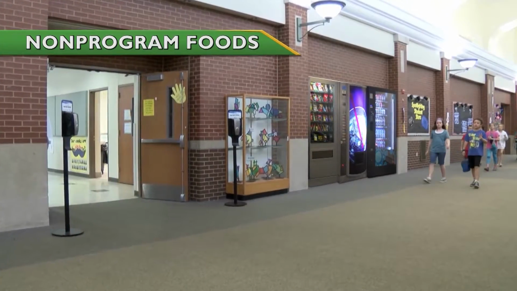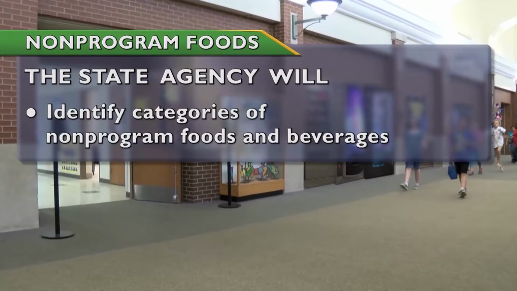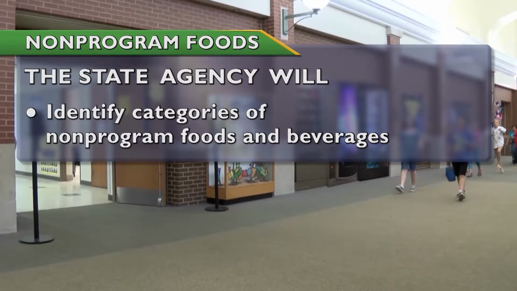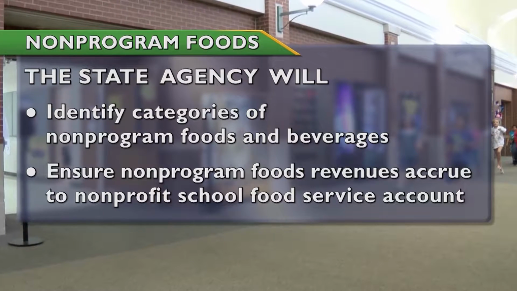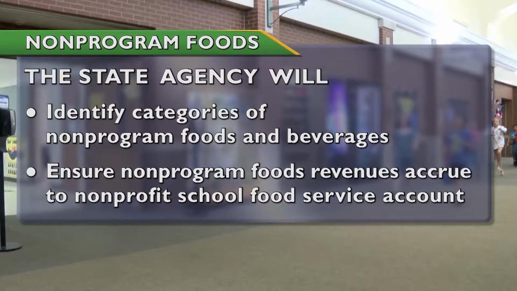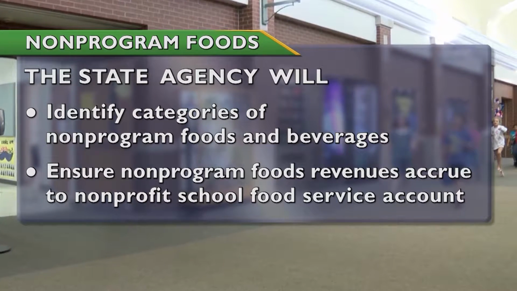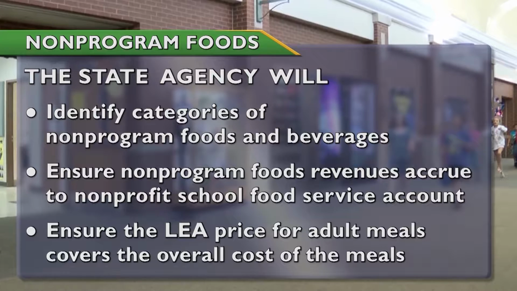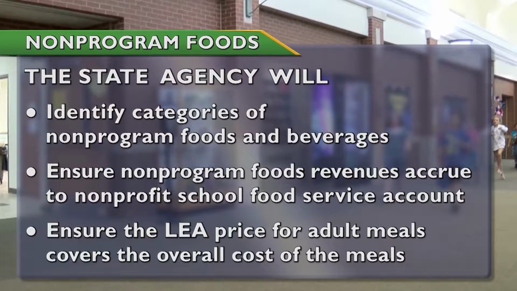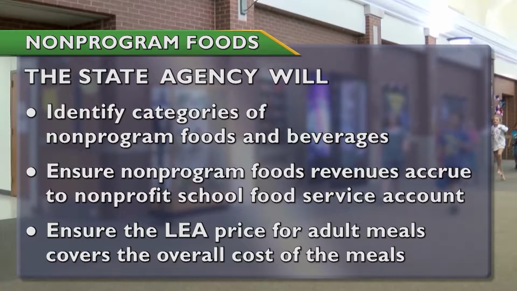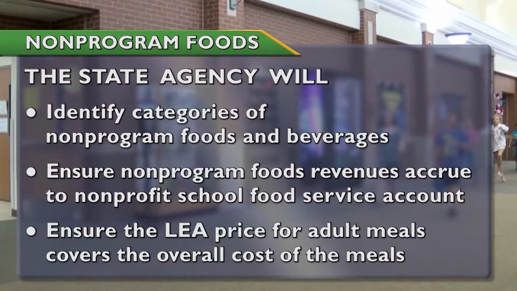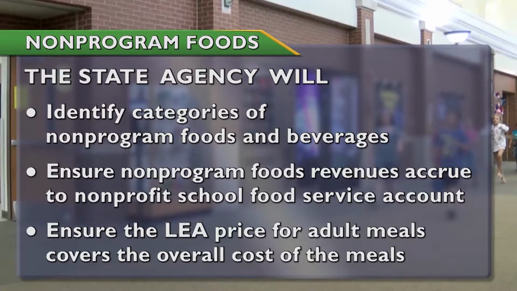The state agency will identify the categories of non-program food and beverages provided by the LEA. Ensure the LEA's non-program food revenues properly accrue to the LEA's nonprofit school food service account. Review that the price the LEA charges for meals served to adults is priced sufficiently to cover the overall cost of those meals. The overall cost of the meals must include the value of any USDA foods, entitlement, and bonus.